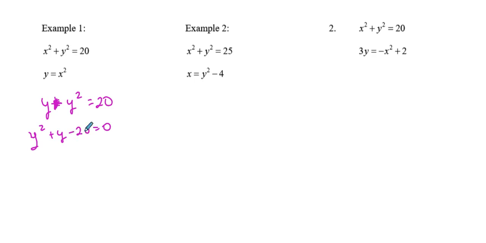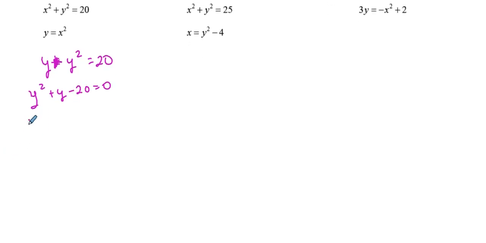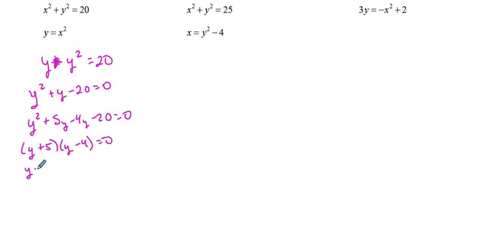So factors of 20 that subtract to give me 1. That gives me y squared plus 5y minus 4y minus 20 equals 0. When I factor that, I get (y plus 5)(y minus 4) equals 0. So my y solutions are y equals -5 and y equals 4.